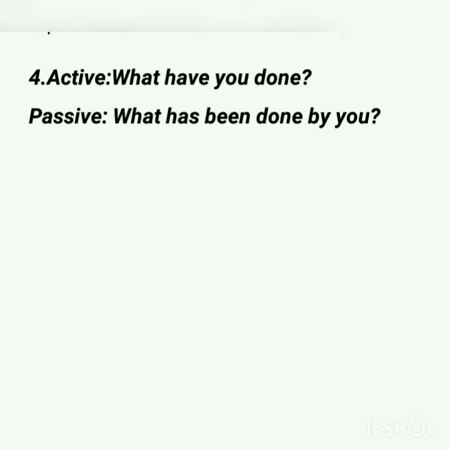And the next one is number 4, active: What have you done? This is another question form which begins with the interrogative word what. Remember, the interrogative words will remain the same in the passive voice, and we have to start with what again in the passive voice. Now let us try. Passive form is: What has been done by you?